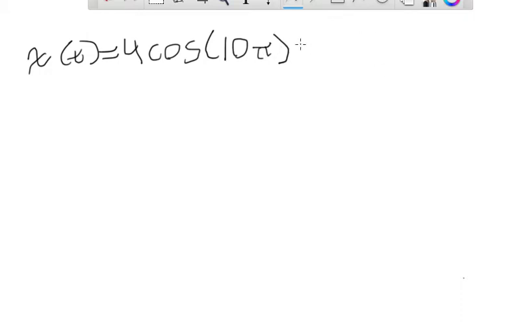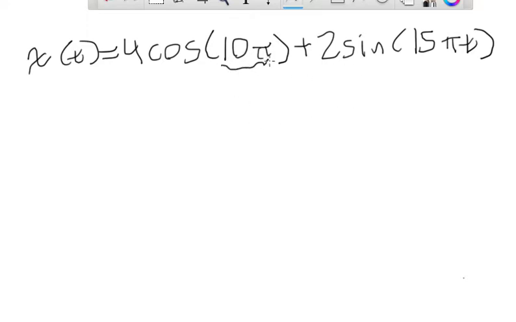So here's an example of that. Let's say x of t is equal to 4 cosine 10 pi t, plus 2 sine 15 pi t. A couple things to note about this. One of them is that if I try to figure out what the fundamental frequency is here, it's not actually present in the signal. My fundamental frequency here is 5 pi. So this is 2 times that, this is 3 times that. These are integer multiples of this 5 pi, but it's not actually present in the original signal.